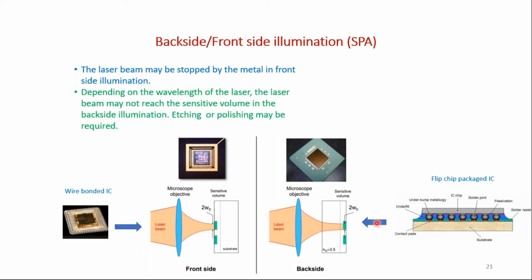and pass through the insulating layer. And here you have to consider the penetration depths of the beam of particular wavelength. If the penetration depth is less than the thickness, then you have to shave off some of this insulation and make sure that it is quite flat, so that you get uniformity of the beam. So polishing or etching may be required for backside illumination.